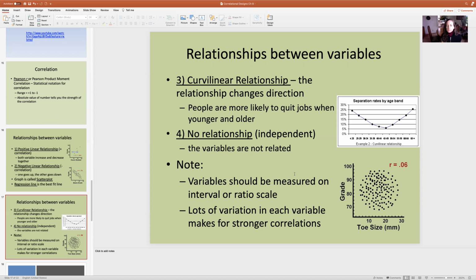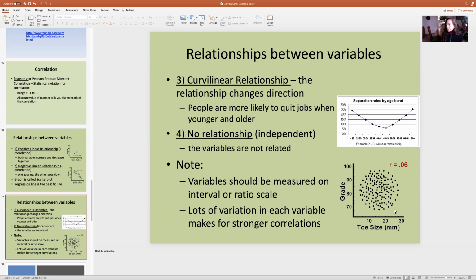And then finally, we have no relationship. When you have a scatter plot that's just all over the place like that, and you can't draw a line through it because you don't really have a gathering of points in a line, then that usually means that there's no relationship at all. So notice that the R in this case is very close to 0. R equals 0.06. When it's close to 0, that means there's no relationship at all.